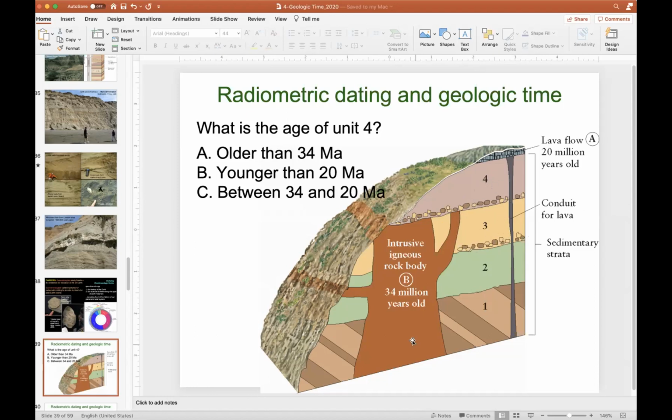And then we've got a couple of intrusions. They're called intrusive igneous rock bodies. We could call this a granite, for example. This might be a granite dike, which is the word we call for an intrusion that crosses different strata. And here's another one. This is actually a volcanic pipe that leads to this basaltic lava flow. So a few different things going on.